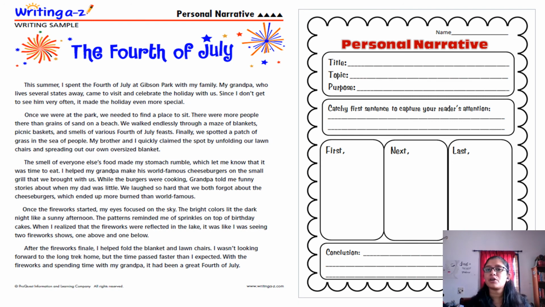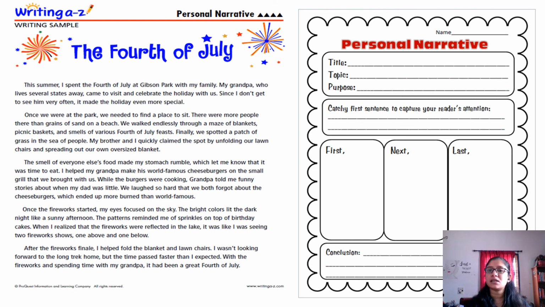Now looking at the graphic organizer here, the title is there, the topic is there, the purpose. What is the purpose? In title you can give personal narrative, in topic you can give the 4th of July, and in purpose you need to write what is the purpose of this passage. It's not that you have to learn the narrative. The purpose is the child wanted to share his or her experience about the 4th of July. That is what should be there in the purpose.